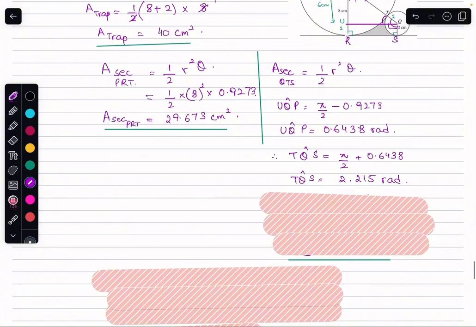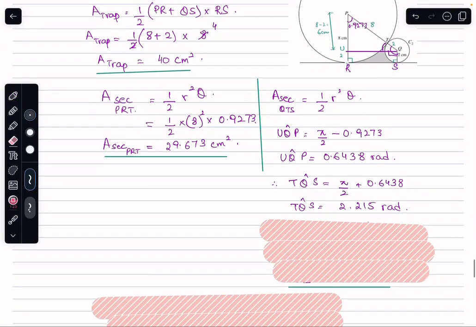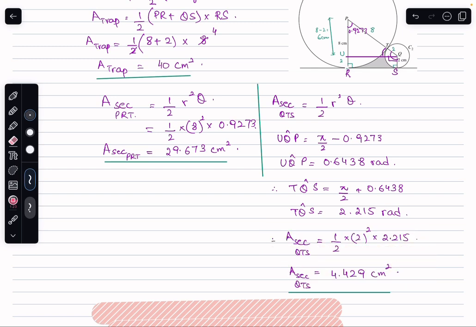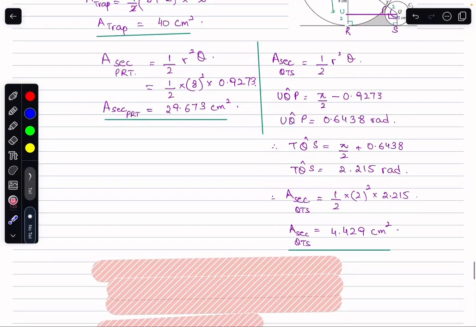And with respect to that, I have this angle TQS. Now I should be able to find the area of the sector TQS, for which again I apply the formula half r squared theta. The radius is 2 here, so it's 1 by 2 into 2 squared into the theta value TQS, that is 2.215, and I'm getting the area of the sector as 4.429 centimeters square.